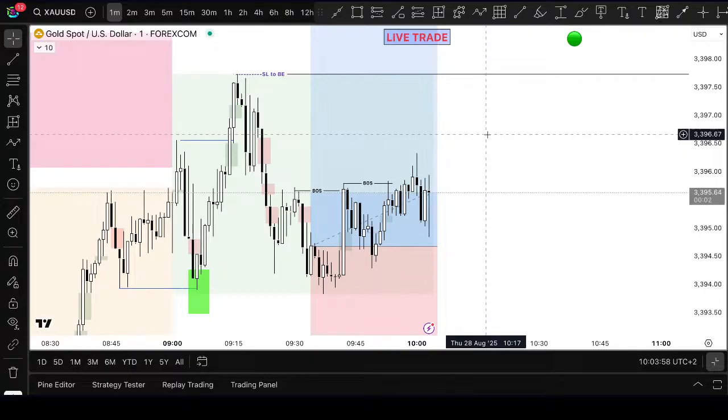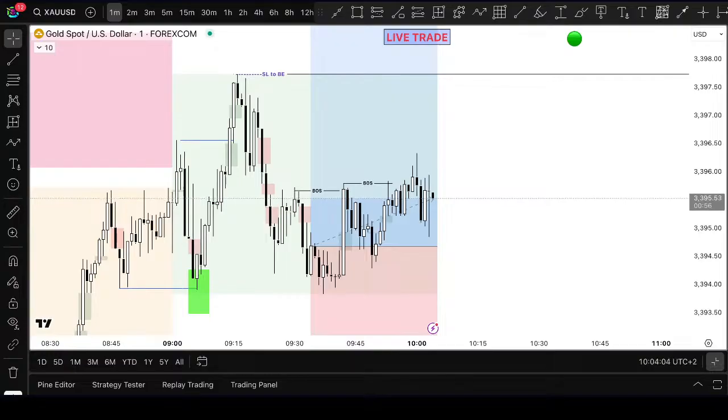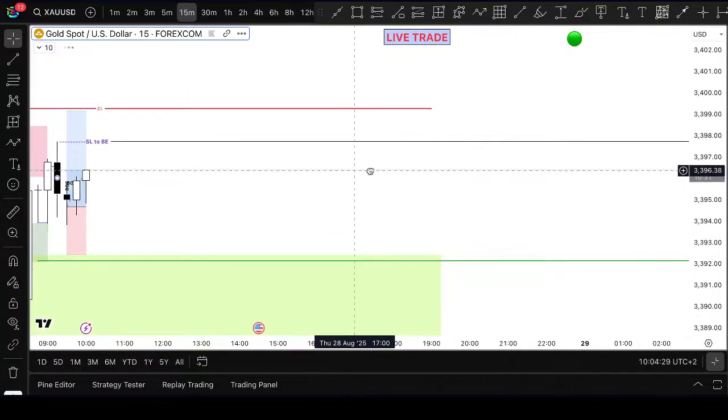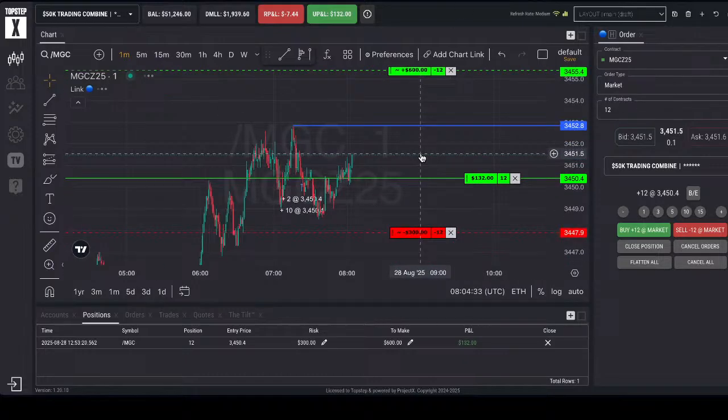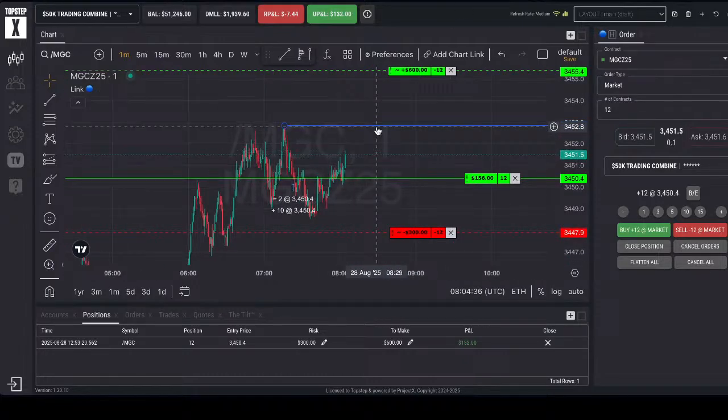Yeah, the price is really bullish now, so it's good news that we have. Yeah, let's see what happens. Yeah, the price is on the move. We need the movement to reach here. 1 to 2 is the target. We'll move the stop when the price reaches here.